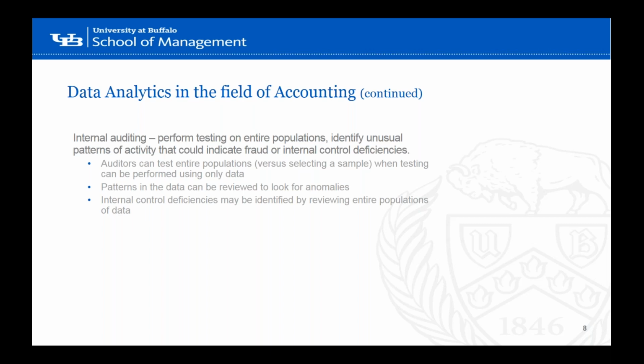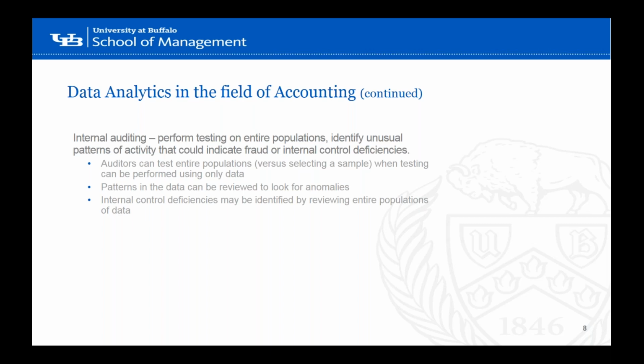Back when I started working, we would select a sample, and it was often a set defined quantity. I'm going to pick 15 or 25 or whatever my set quantity was. Now, the chances of finding something might not be that great, especially if we're talking about a significant population.